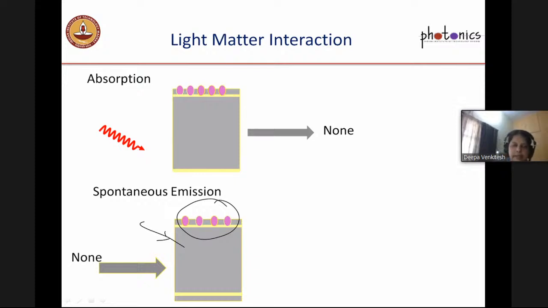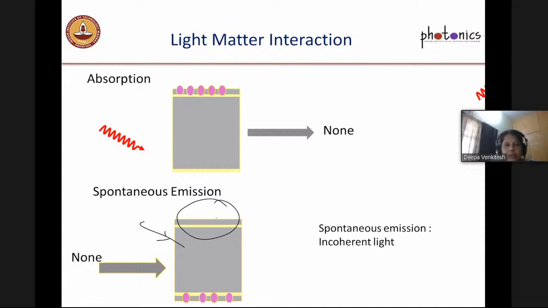What happens is, in the absence of incident photons, these electrons or ions de-excite randomly, spontaneously. Spontaneous actually means on its own, right? So there is no correlation between the photon that is emitted by the first ion with respect to the photon emitted by the nth ion, resulting in incoherent light. So this is spontaneous emission.